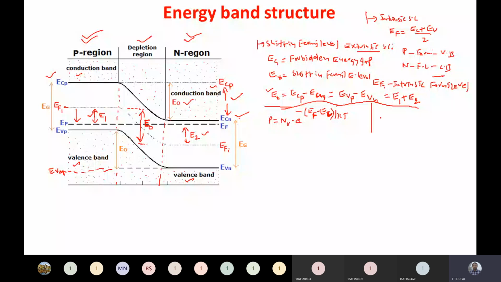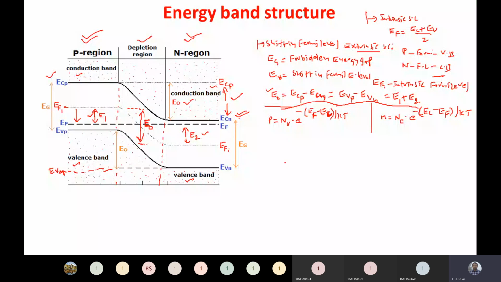Tell me, for an n-type semiconductor, what is the concentration of electrons? N is equal to NC into e power minus of EC minus EF divided by KT, because here the conduction band energy level is greater than the Fermi energy level. So that's why here we need to represent EC minus EF. Right.